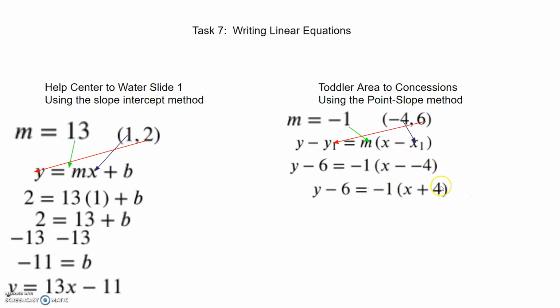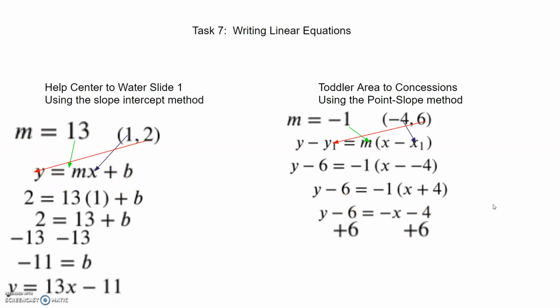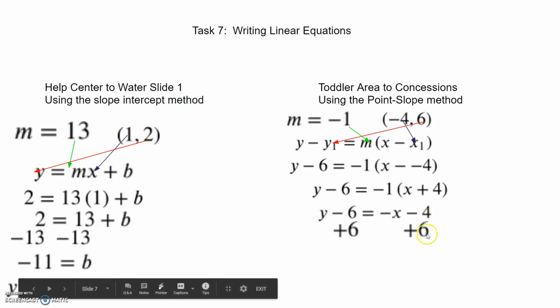And then we're going to distribute the -1. You can write -1x. You can write -x. I don't care. Looks like that. Now we have to move this 6 over to solve for y, because essentially we want to put it into this form. So we're going to add 6 to both sides. And -4 plus 6 is 2. And that's my y-intercept. And there's my equation.